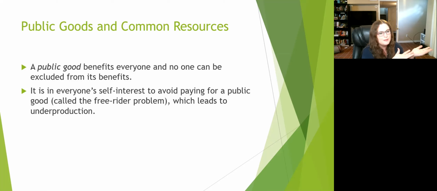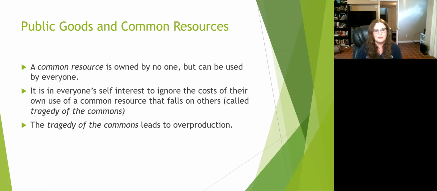But anyways, this is called the free rider problem. Sometimes people won't pay for the public goods because why? Which means that there's an underproduction. We end up not having as many parks as what society would like us to have because there's just a lot of people who refuse to pay for the parks because why should they pay for the parks? A common resource is slightly different. A common resource is something that's owned by no one but can be used by anyone.